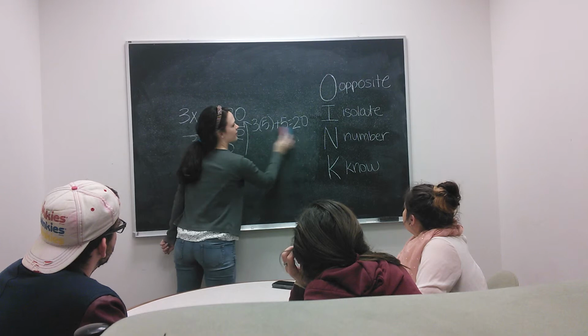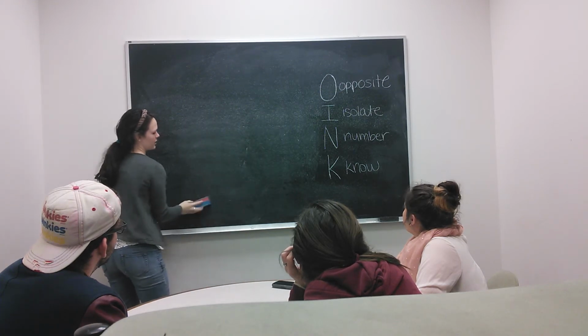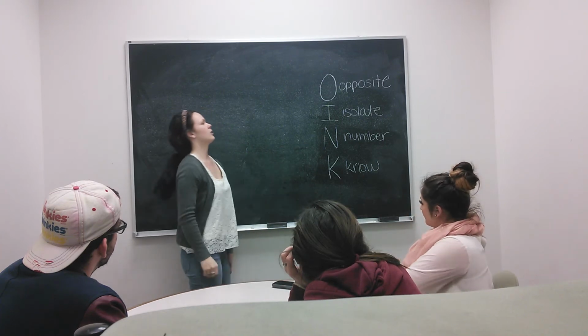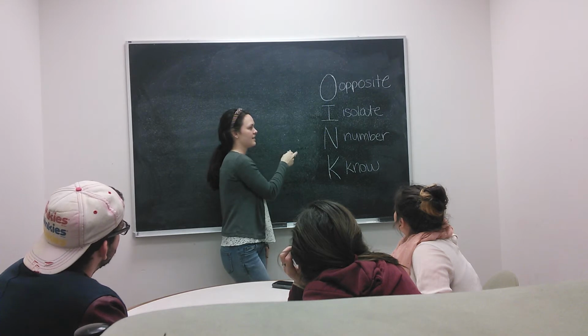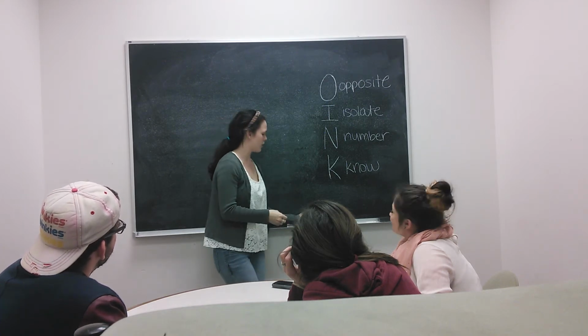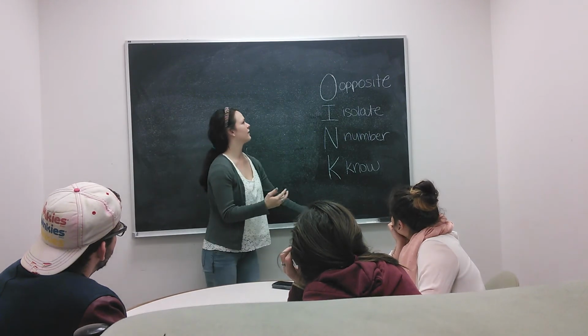Now I have a little song to help you guys remember how to solve two-step equations, and it goes along to the acronym OINK, where O stands for opposite, I stands for isolate, N stands for number, and K stands for no. So I'm going to sing the song first, and then you guys can sing along with me after.